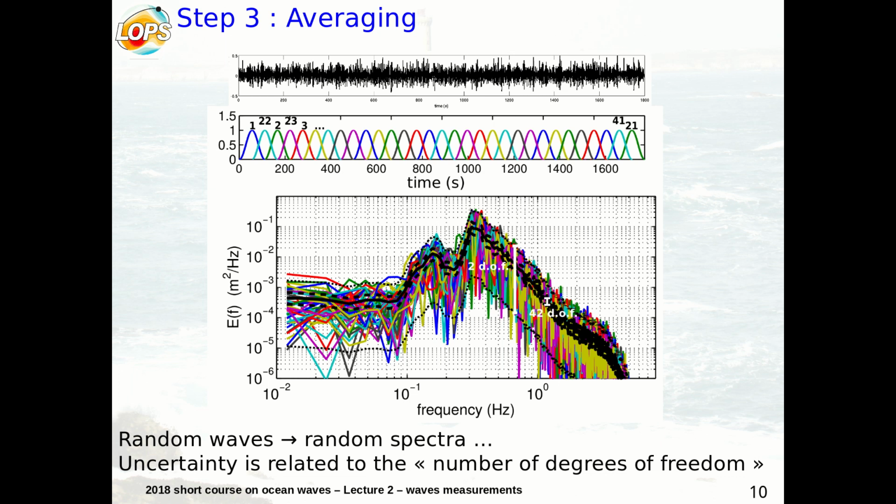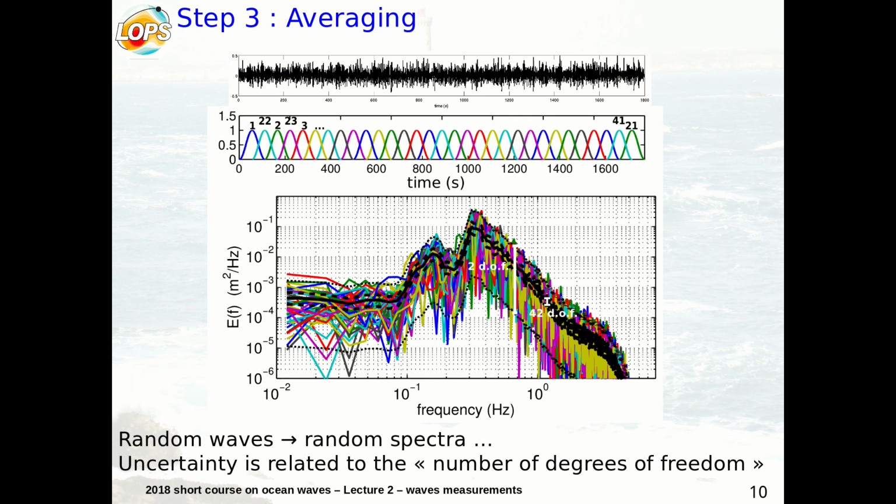But if you make the window shorter in time, what you lose is spectral resolution, because your spectral resolution, the spacing of these points in frequency, delta F, is equal to 1 over the length of the record. Here it's about 100 seconds, so my delta F will be 0.01 hertz. If I make it 50 seconds, my delta F will be 0.02 hertz.